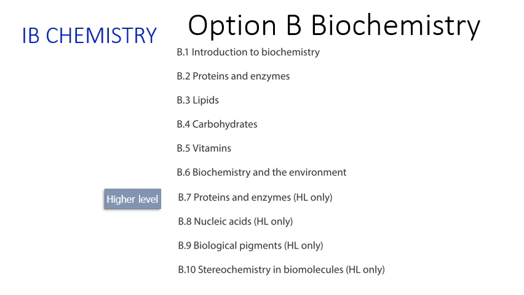to option B, biochemistry, and we're going to break it down to SL and HL components. So today's lesson will look at introducing you to the concept of biochemistry, then look at proteins and enzymes, lipids, carbohydrates, vitamins, and finally biochemistry and the environment to round out the SL component. And then for the higher level, proteins and enzymes, nucleic acids, biological pigments, and stereochemistry and biomolecules.